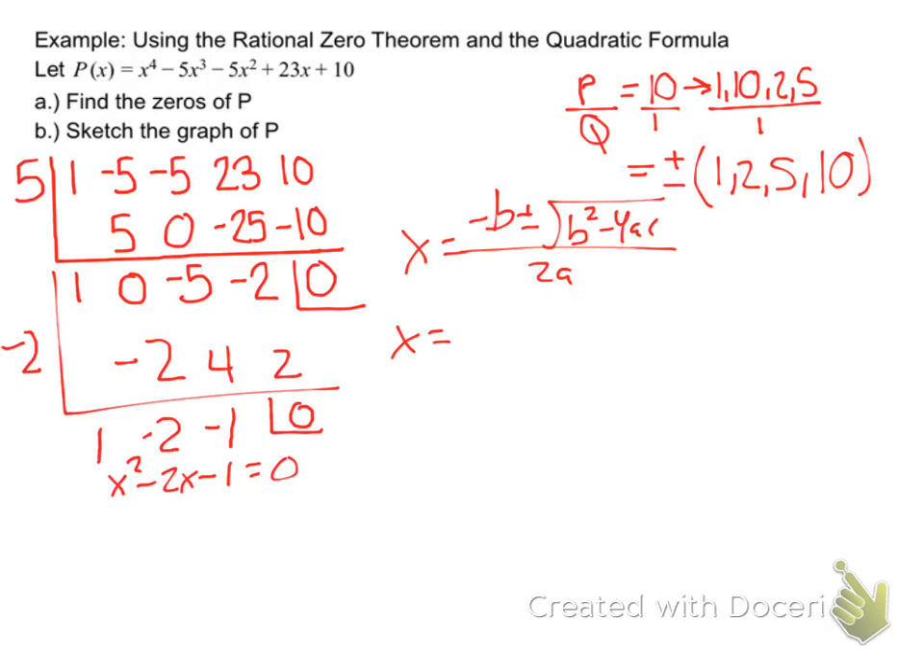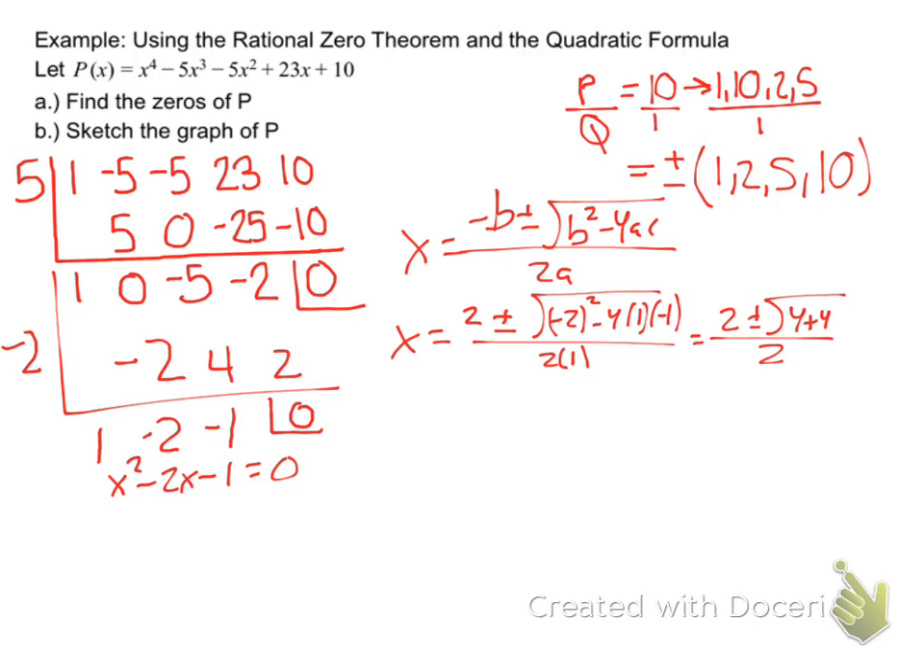So the opposite of negative 2 is 2, plus or minus the square root of negative 2 squared minus 4 times 1 times negative 1, all over 2 times 1. That equals 2 plus or minus the square root of 4 plus 4, over 2. x equals 2 plus or minus the square root of 8, over 2. Is everybody with me so far?